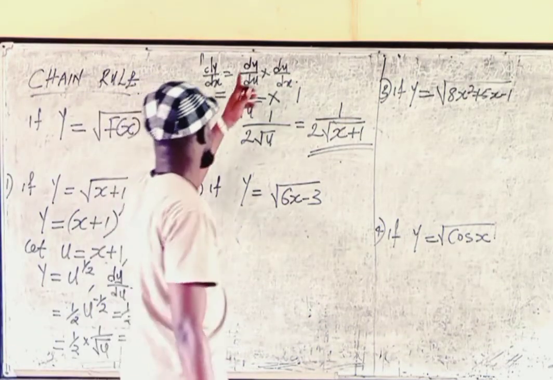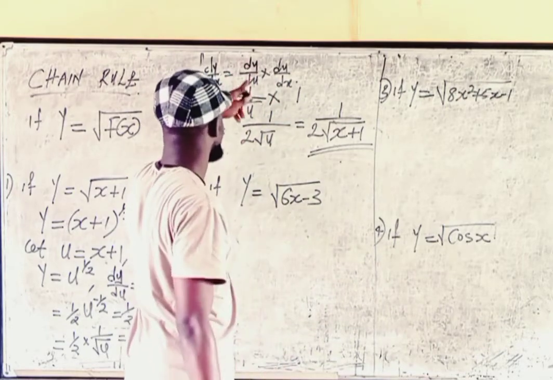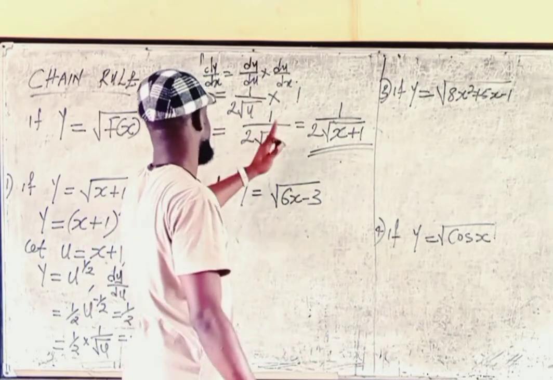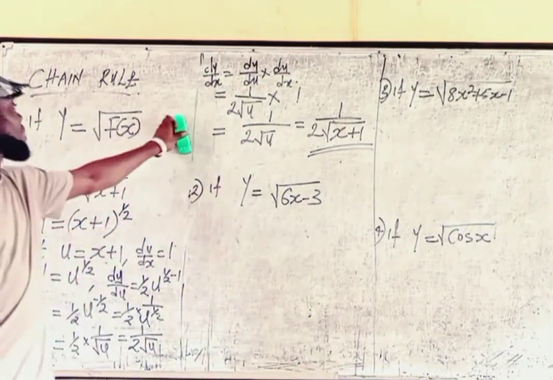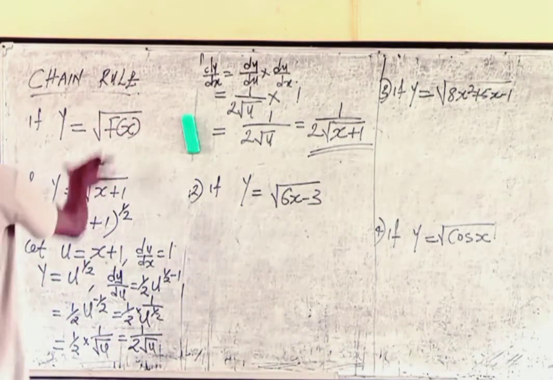The next, from the chain rule, dy/dx will be dy/du times du/dx. What is dy/du? 1 over 2 root u, times du/dx, which is 1. So 1 times this is the answer. What is u? x plus 1. That is u.